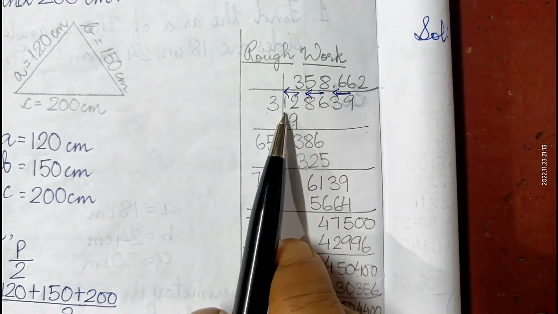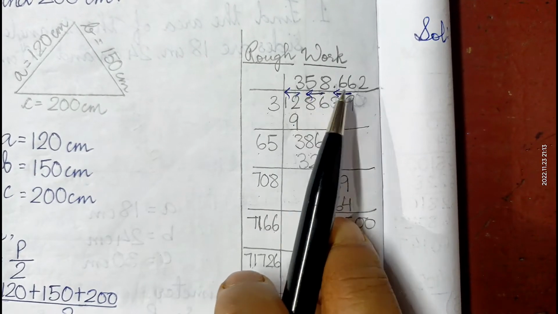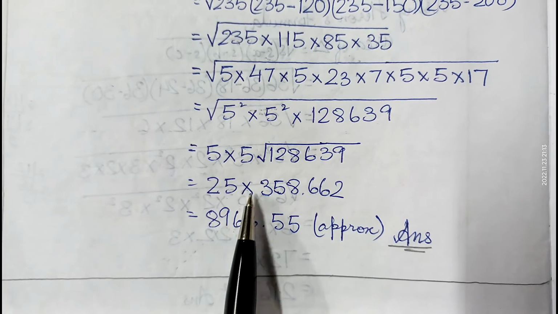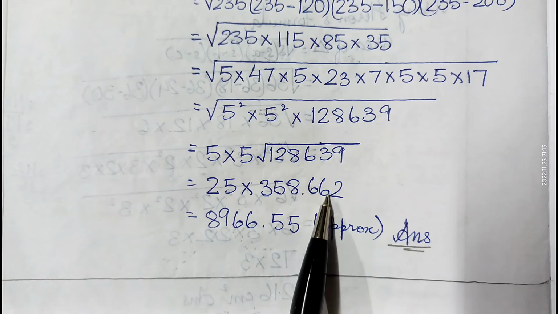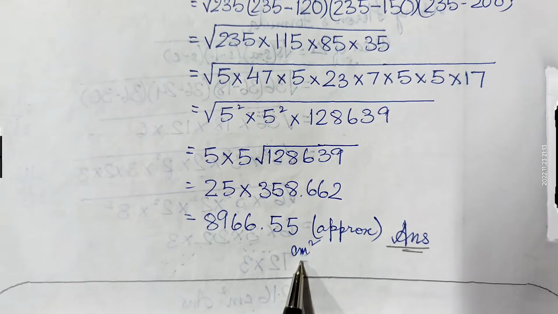So we got square root of 128639 as 358.662. Now if you multiply 5 into 5, which is 25, into the square root of this, we got 358.662. After multiplying, we are going to get 8966.55 centimeter square.